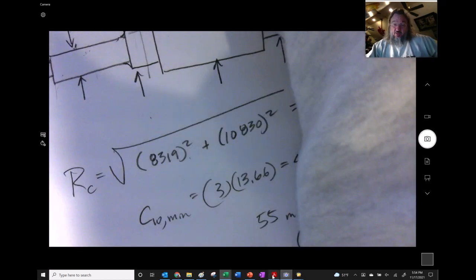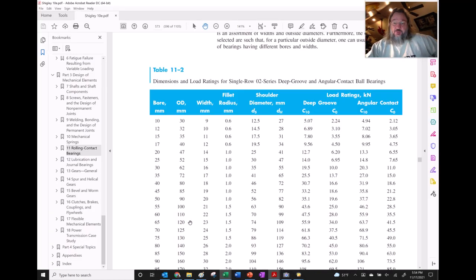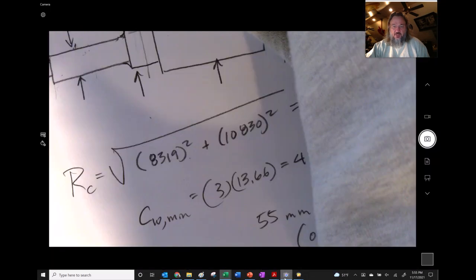Oh, and by the way, while we're there, when we look for this, look for the width of it, because that's going to be the width that we want to include. But it's also got a fillet radius, and it jumps up into the next one. So I said I had to go to the next one up. I had to have 55, right? So it has a 1.5 millimeter fillet radius and a 21 width.